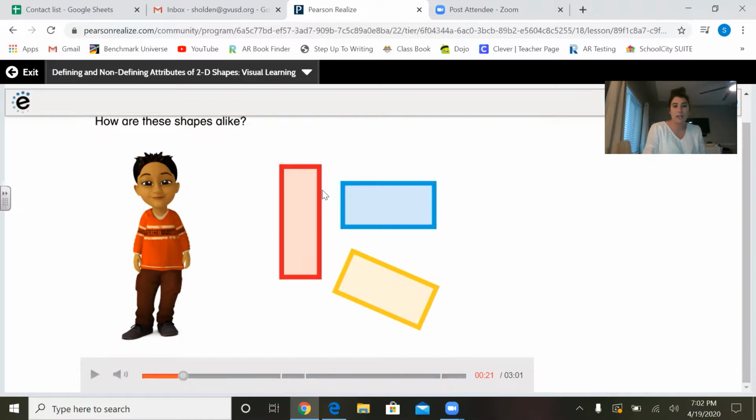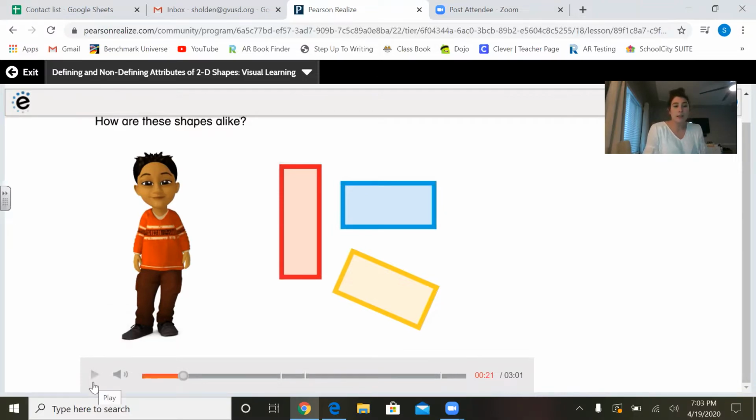They have the same amount of sides on each shape. Each shape has 4 sides. Each shape has 4 vertices. There's that big word again, or corners. Remember, vertices means corners, just a fancy way of saying a corner. They're different colors, so that would not be how they're the same.